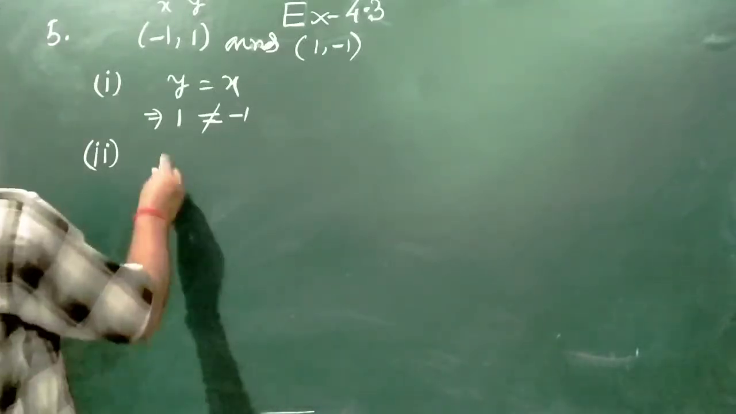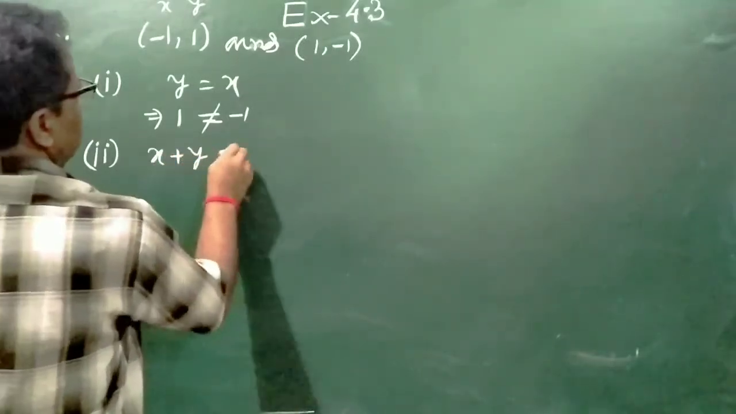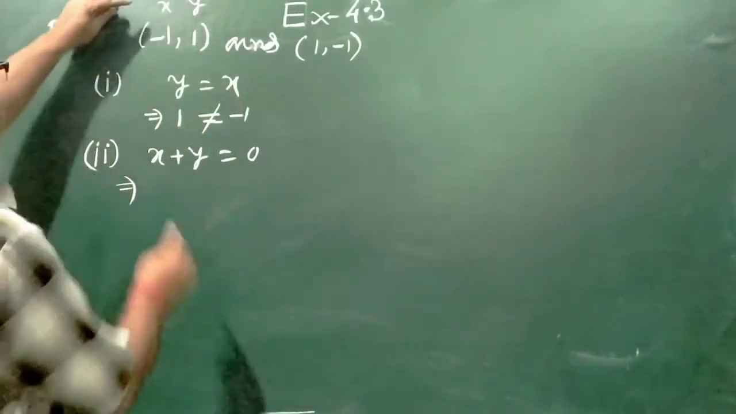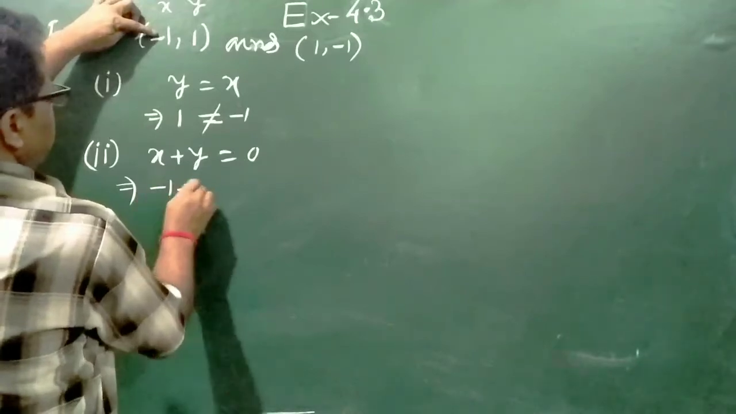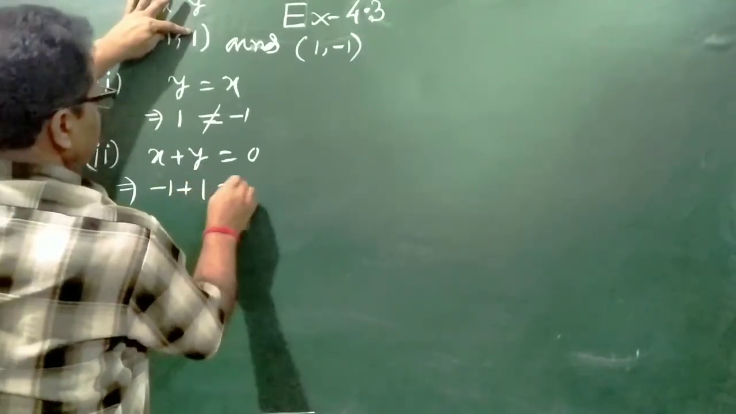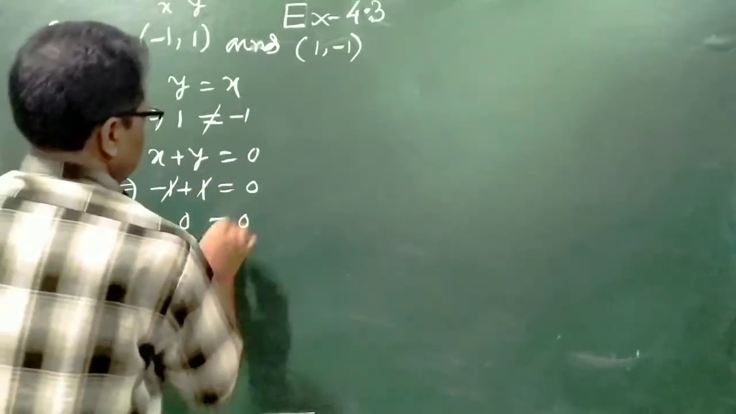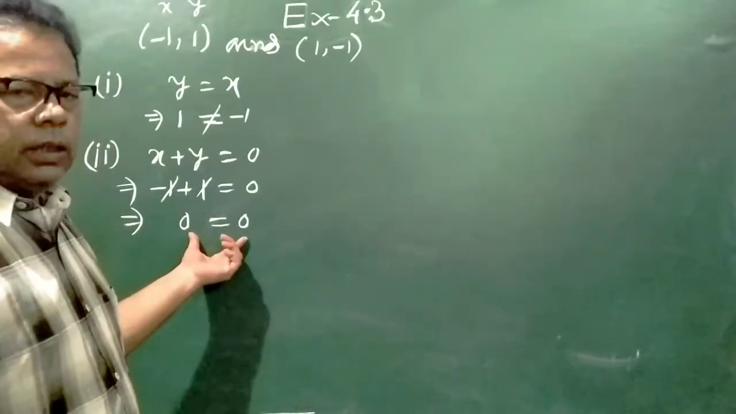x plus y is equal to 0. So we'll place the given values. That is, first value x is -1 plus value for y is 1 equal to 0. So +1 -1 is 0, 0 is equal to 0. Both sides, we are getting the same value.